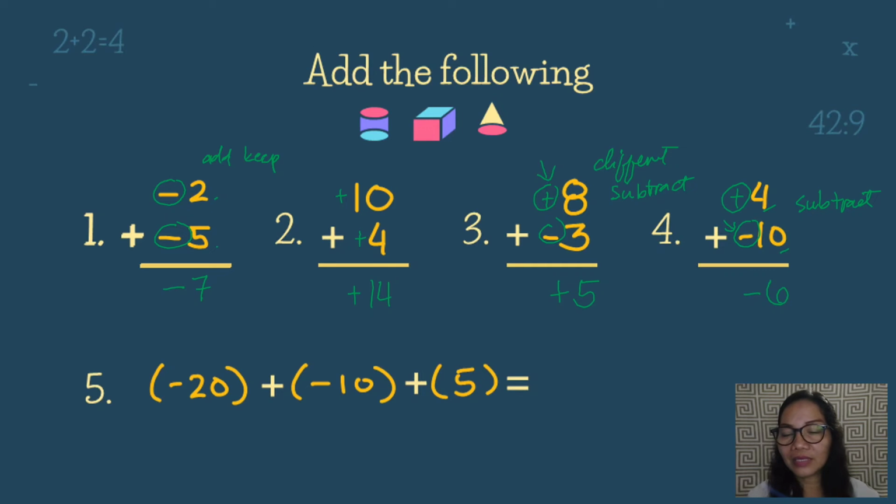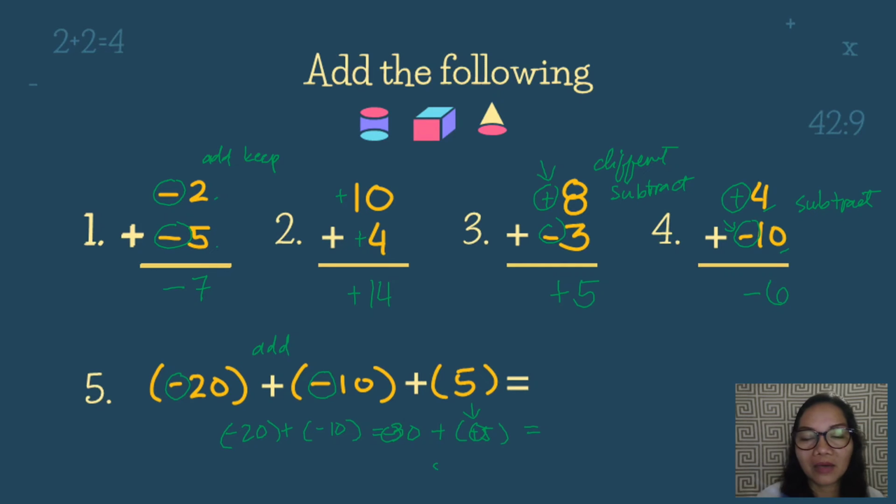Now, the last number, negative 20 plus negative 10 plus positive 5. Notice that 20 and 10 have the same sign, so you have to add those. Negative 20 plus negative 10, same sign, add and keep. That is negative 30. And negative 30 added to positive 5, their signs are no longer the same. So what will you do? Subtract. 30 minus 5, that is 25. And the larger number is 30, which is negative, so you take that sign. So that is negative 25. Okay. Are there any questions?